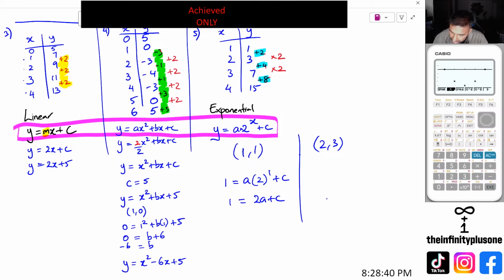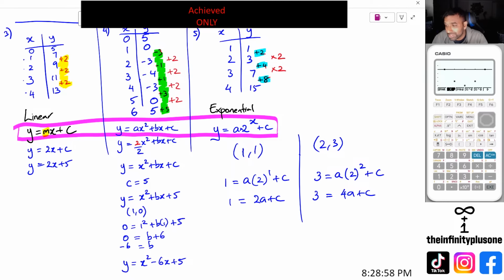That's my first equation. My second equation is going to be 3 equals a times 2 to the power of 2 plus c. So then I'm going to get 3 is equal to 4a plus c. Now notice how I got two simultaneous equations.